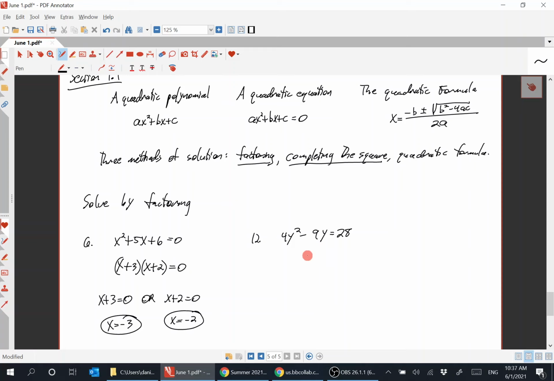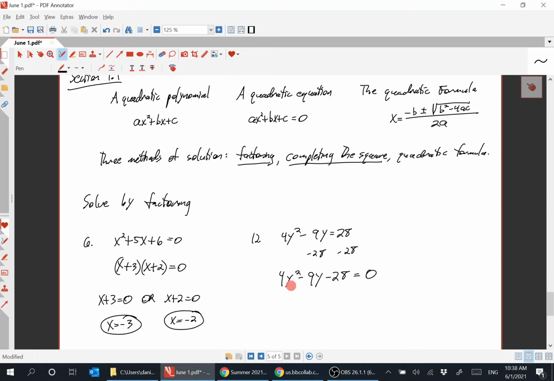So anyway, you just get the 0 on the right by subtracting 28 from both sides. Let me actually show you that so we're clear. So 4y squared minus 9y minus 28 equals 0. Now you can factor and cancel.